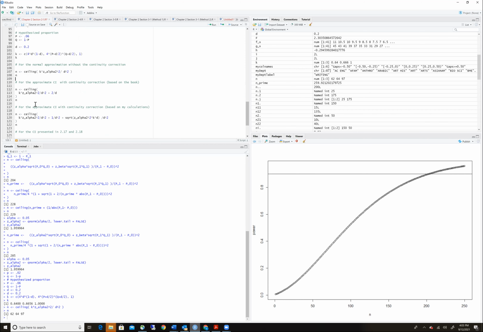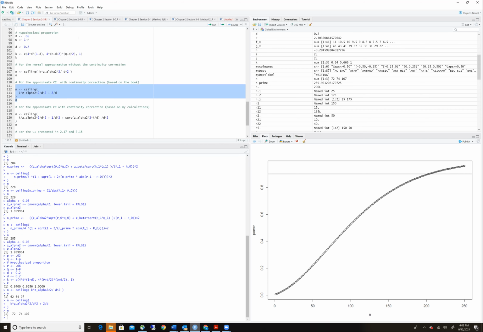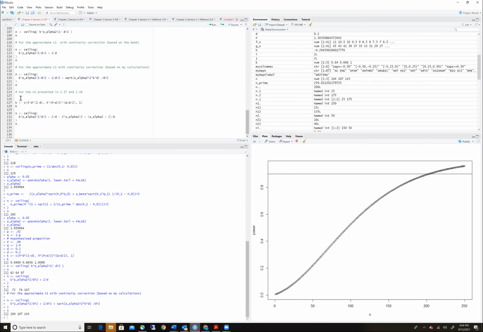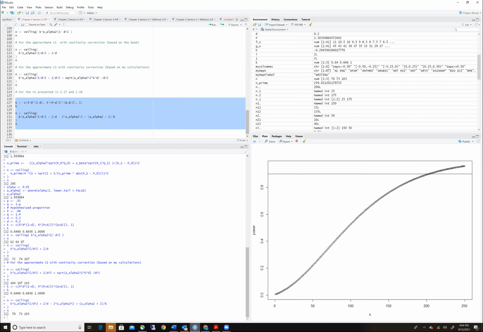All right. If we use the continuity correction and the estimate in the book, then we would say that we need 72 people. I did this by hand because I was making some derivations and I got something slightly different. Mine's a little more strict, saying I think we need about 104 people. And there's one more formula that if you base your confidence interval on the lower and upper bounds in 2.17 and 2.18, then you would need anywhere from 70 to 103 people.